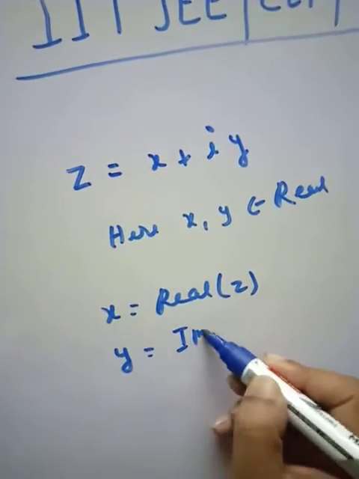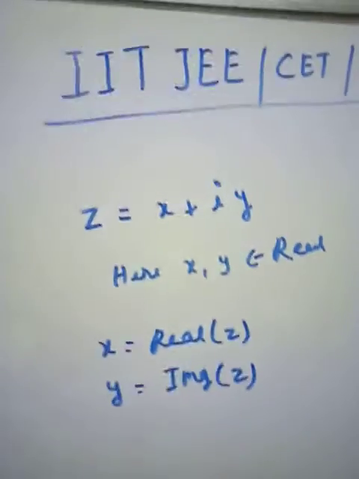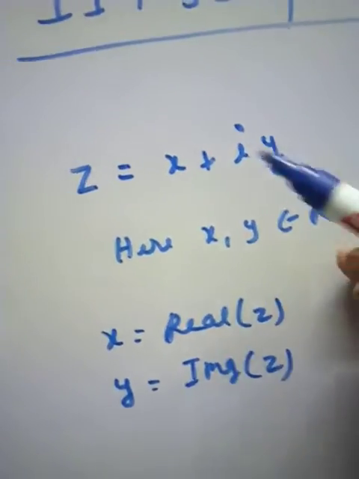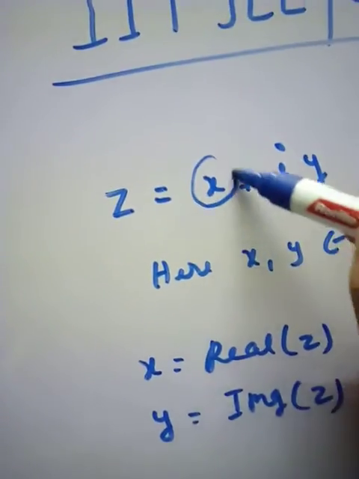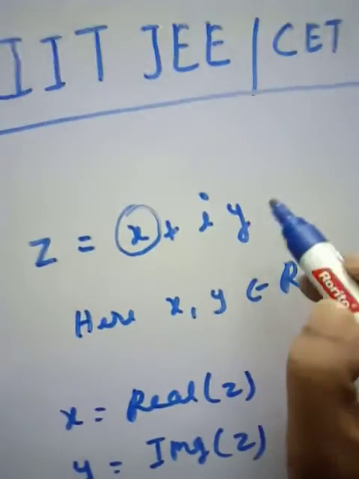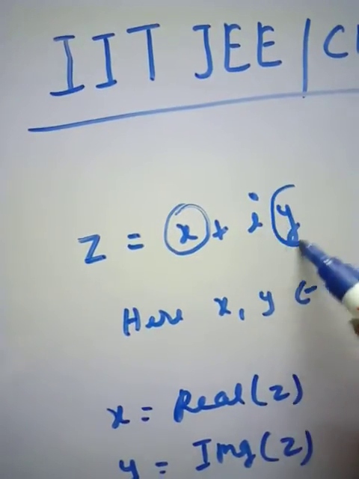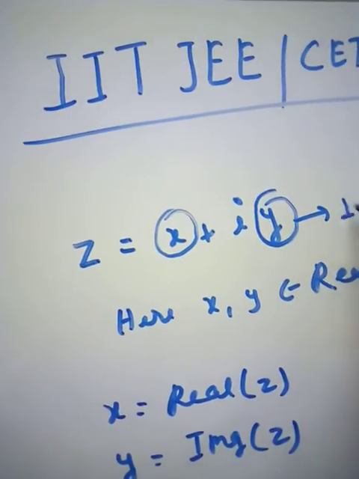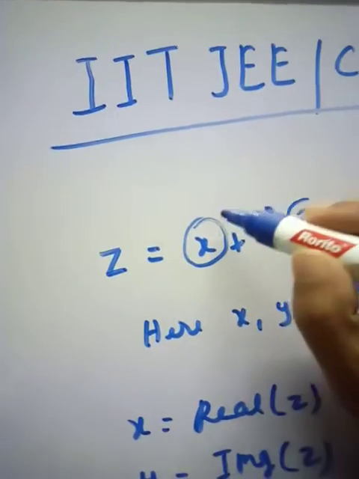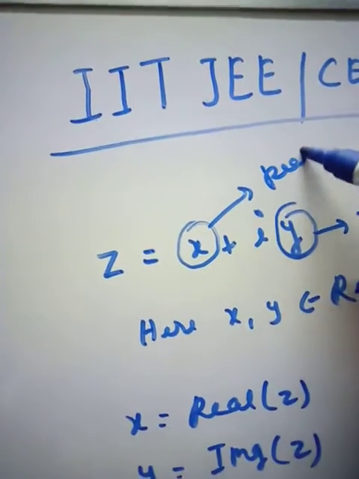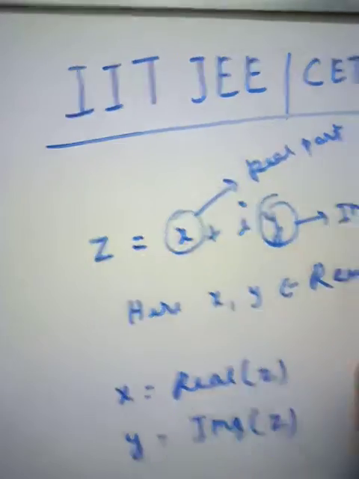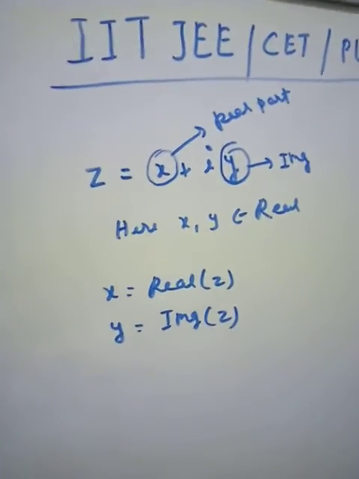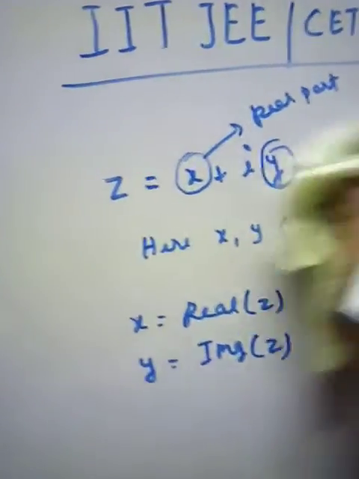So what is our complex number z? Here, what is the real part? The real part means the first part, and the imaginary part means the coefficient of i, and that is this one. So this is the imaginary part and this is the real part. But what is the meaning of a point in the complex number?